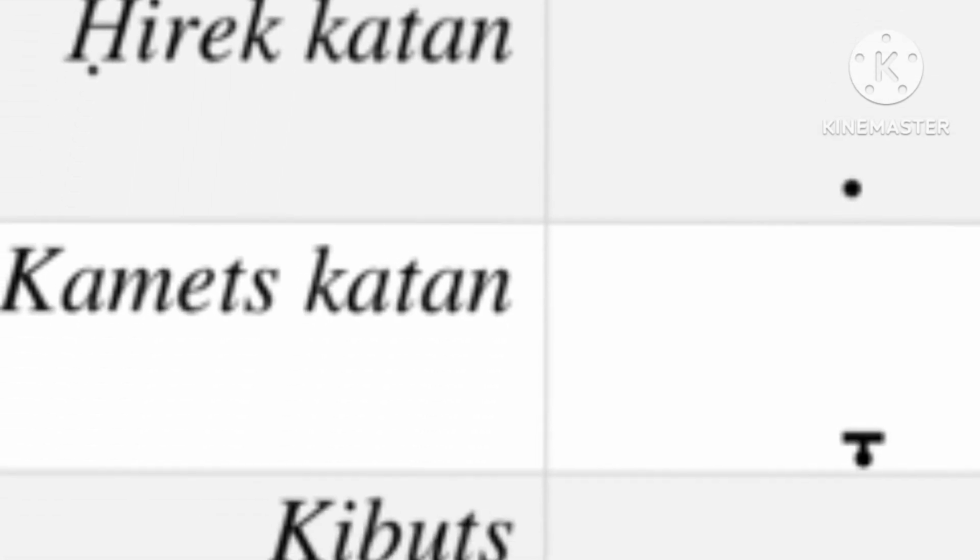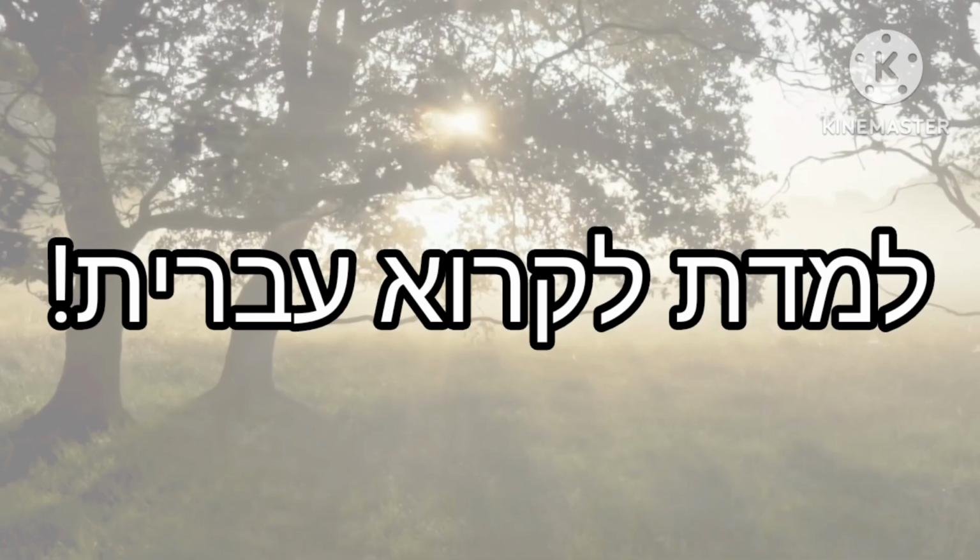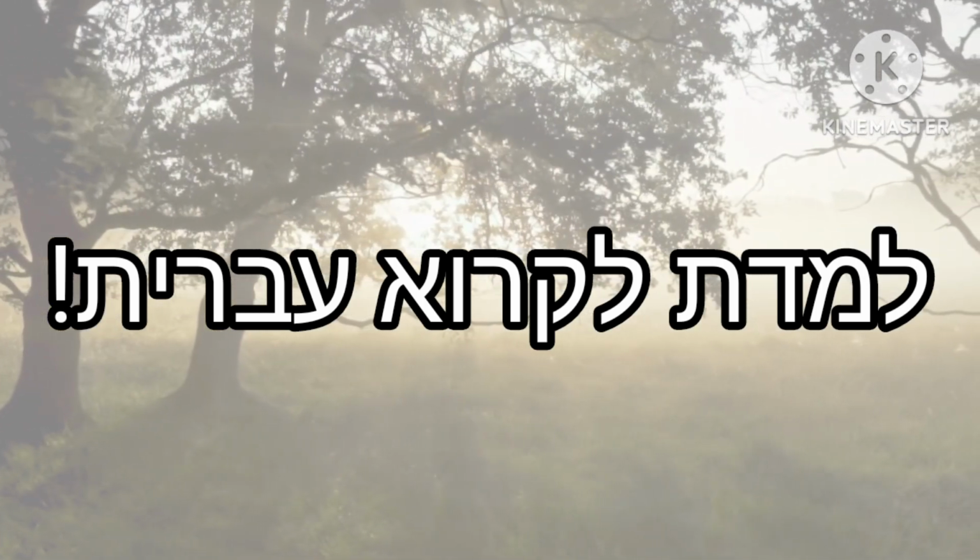The chirek katan makes the I sound and it's 1 dot. The kametz katan makes the O sound and is a T shape placed under a consonant, and the kibbutz makes the U sound and it's a diagonal line with 3 dots. So hopefully now you can read Hebrew.